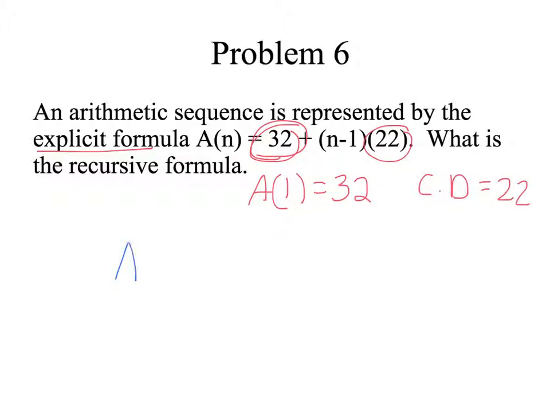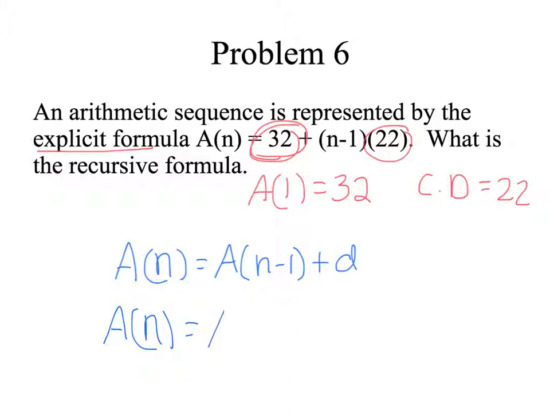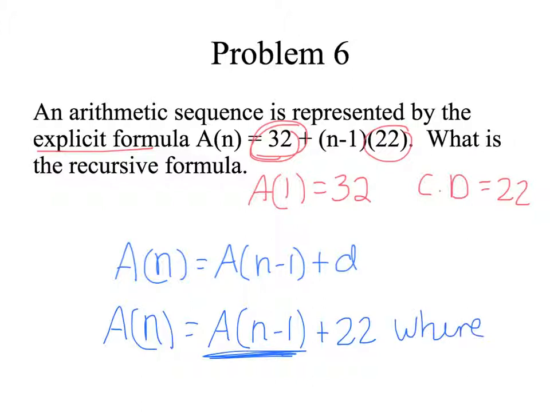So the recursive formula always has this pattern: a sub n equals the a sub n minus 1 term plus the common difference. So let's apply it to this situation here. We have a sub n equals still a sub n minus 1. Anytime you have a recursive formula, you're always going to have this piece right here, because you always need to use the piece before it, and then you're going to add on the common difference. And you have to say where, remember, if you're doing recursive, you have to say where a1 equals 32.